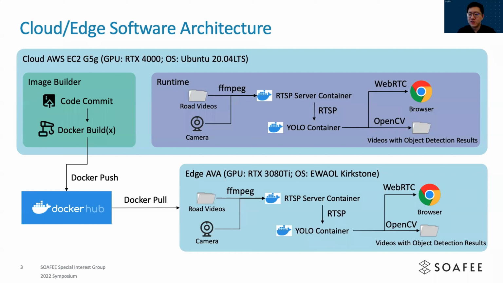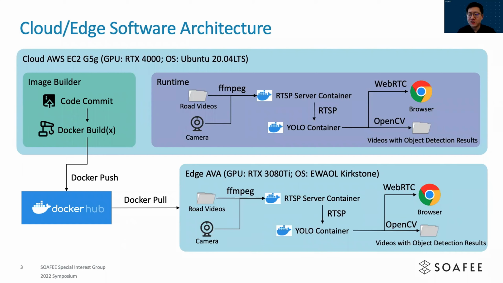We will build container images in the cloud first, and then push them to the Docker Hub manually to make sure we run the same containers in both sides, so the results should be the same as well.